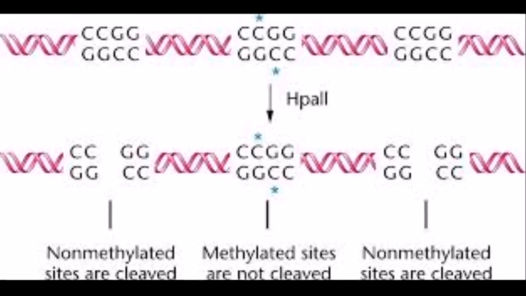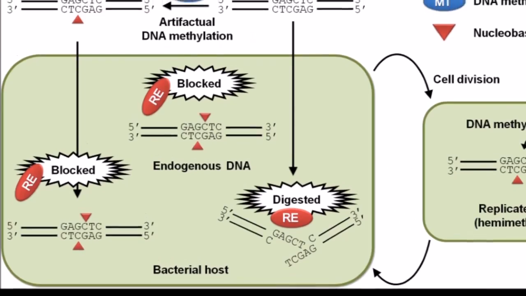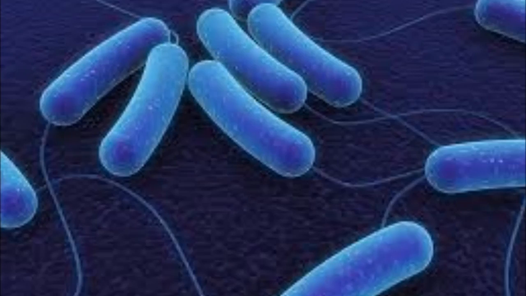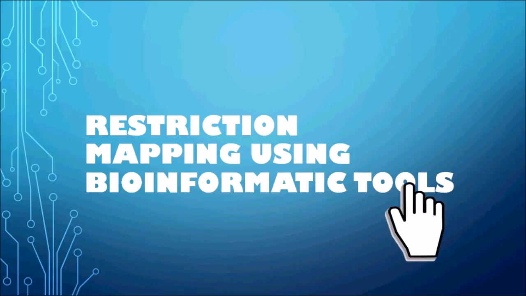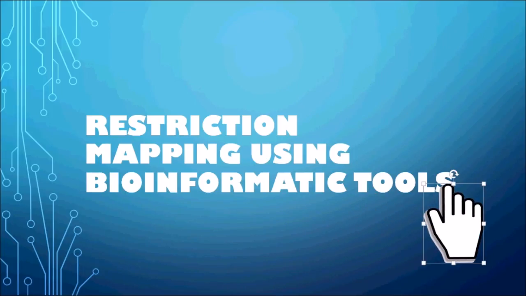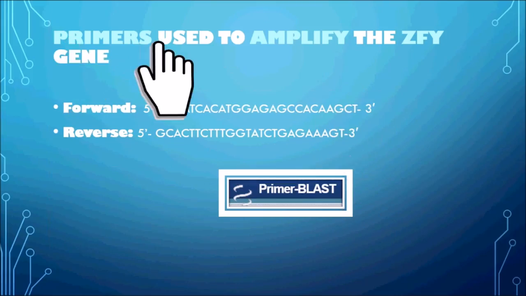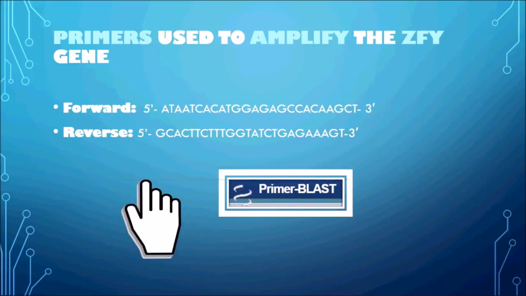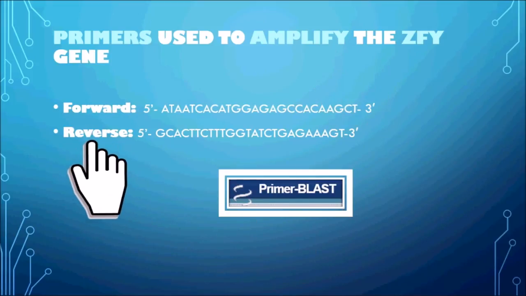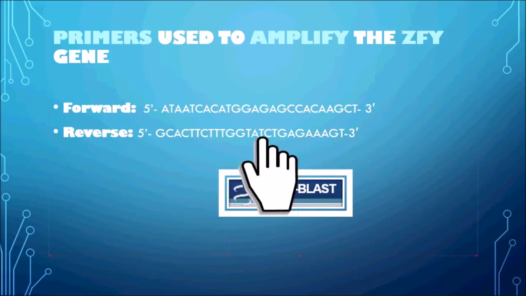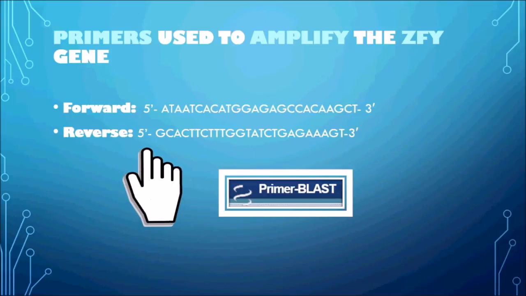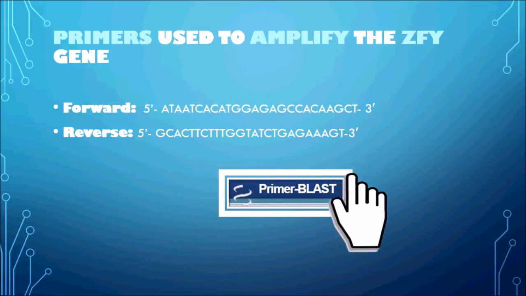Type 4 enzymes recognize modified DNA, typically methylated, and are exemplified by the McrBC and Mrr systems of E. coli. Restriction mapping using bioinformatic tools for verifying the orientation of the ZFY gene inserted on the PCR TOPO 2.1. The primers used to amplify the ZFY gene, where the forward is the first one that appears, and the reverse.